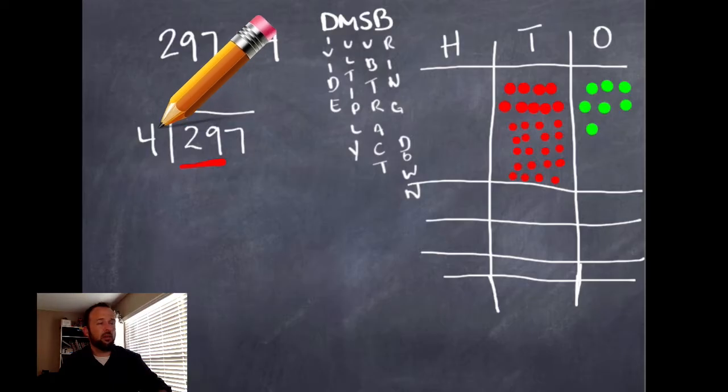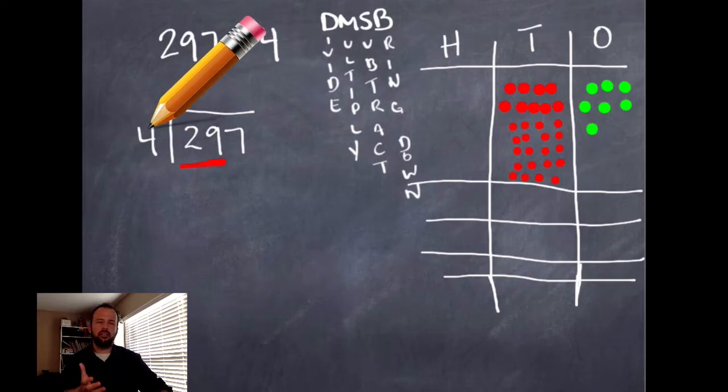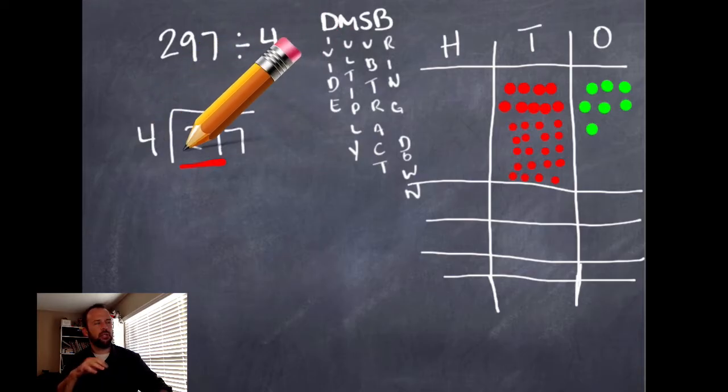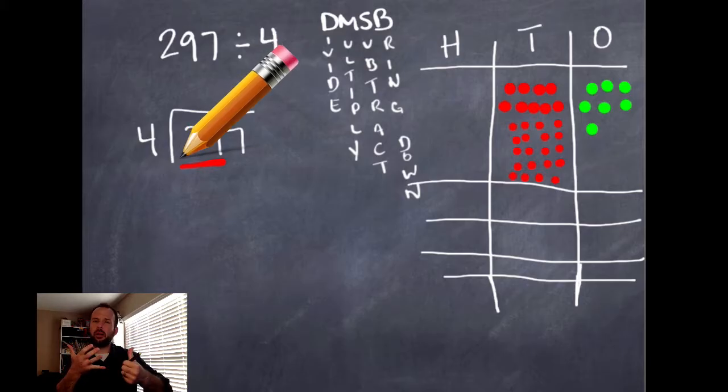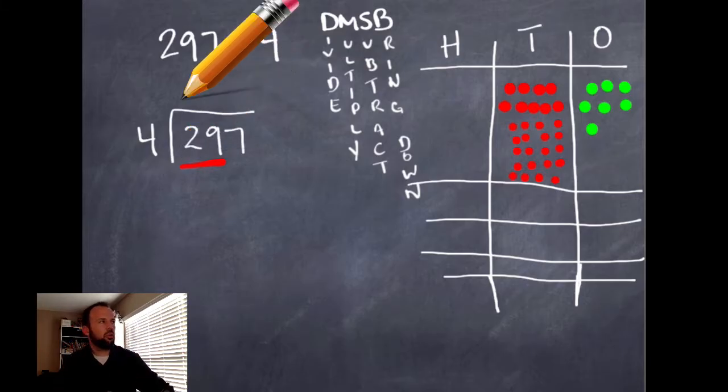How many are going to be in each group? Well, I'm going to start by estimating. So I'm going to think of this 4 as a 5. Think of the 29 as a 30. So if I do 5, 10, 15, 20, 25, 30, it should go in about 6 times, right? That's just kind of a rough estimate to help me get close, right?